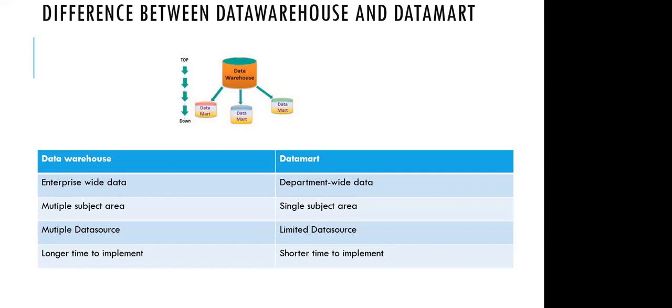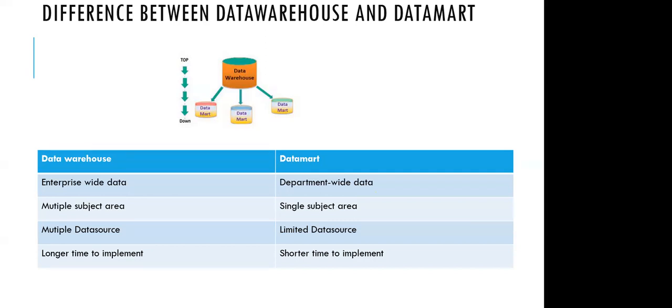And another one: multiple subjects or multiple data sources will be moved to the data warehouse. But in terms of a data mart, we could see only a single source or single subject area. Limited data source data will move to the data mart.